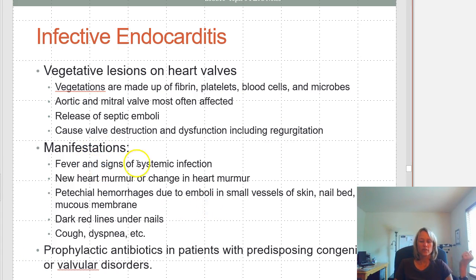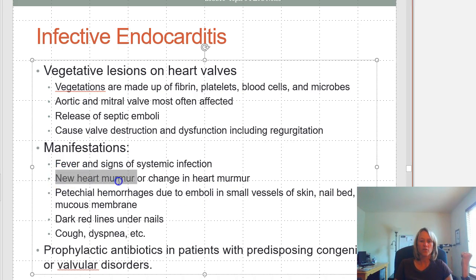Manifestations include fever and signs of systemic infection, a new heart murmur or a change in an old heart murmur, small hemorrhages due to emboli in small vessels of the skin and nail bed, mucous membranes, where we can see dark red lines under the nails, cough, and shortness of breath. And as I mentioned, we want to give prophylactic antibiotics in patients.